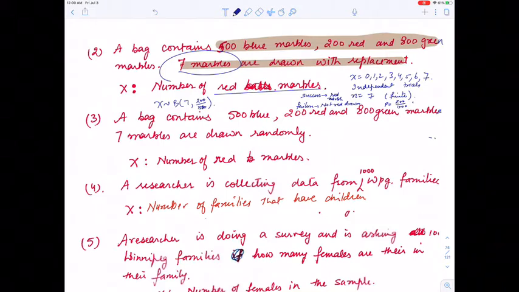X is the number of red marbles drawn. So either it is red or not red, so only 2 possible outcomes. X can be 0, 1, 2, 3, 4, 5, 6, 7. So it's a discrete variable, but without replacement.